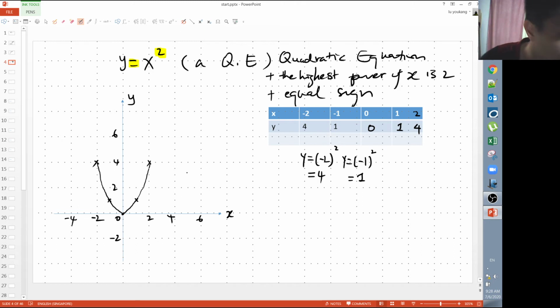So this is your y is equal to x to the power of 2. Okay, and this is a quadratic function. So that's how you can actually draw this quadratic equation. But I don't want to stop here.